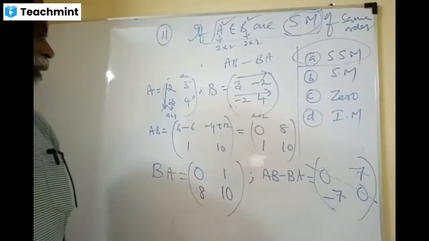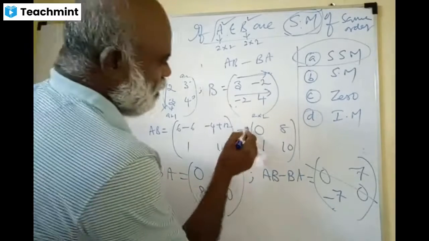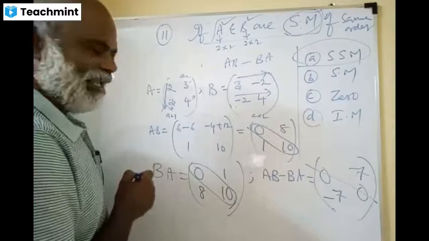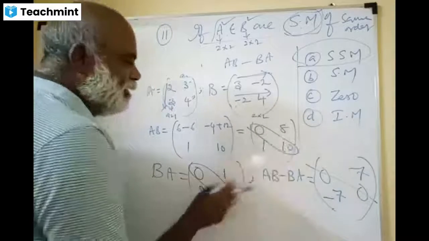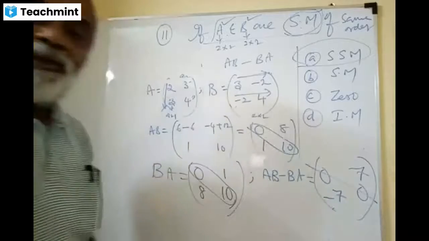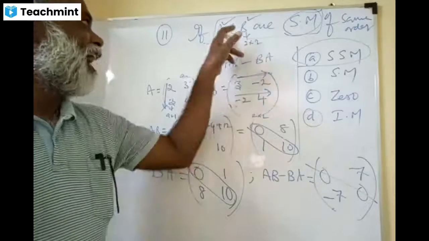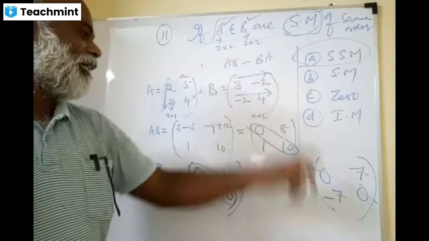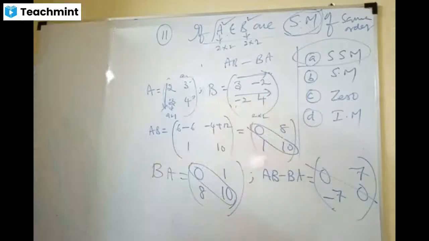Yes, sir. But you see why it is skew symmetric? AB is having the same diagonal as BA. Therefore, diagonal elements will become 0. That's how you could conclude that they form a skew symmetric matrix. If A and B are symmetric matrices of same order, AB minus BA is a skew symmetric matrix. Yes, I hope it's clear.